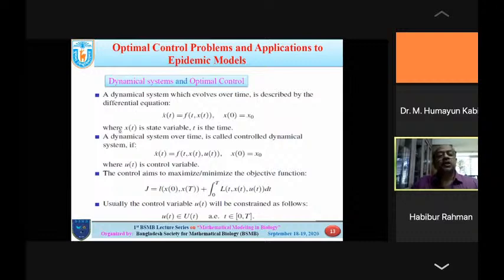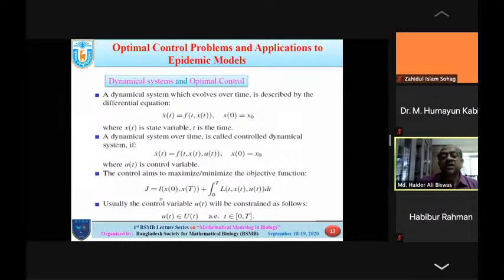So if the system looks like the second one, that is x dot is a function of t, x and u, and also has some initial condition. This type of problem is mainly a dynamical system, an initial value problem, and this u is actually the control variable here. This is important, because this type of dynamical system is a controlled dynamical system, and our aim is to find such a control which maximizes or minimizes the objective function.